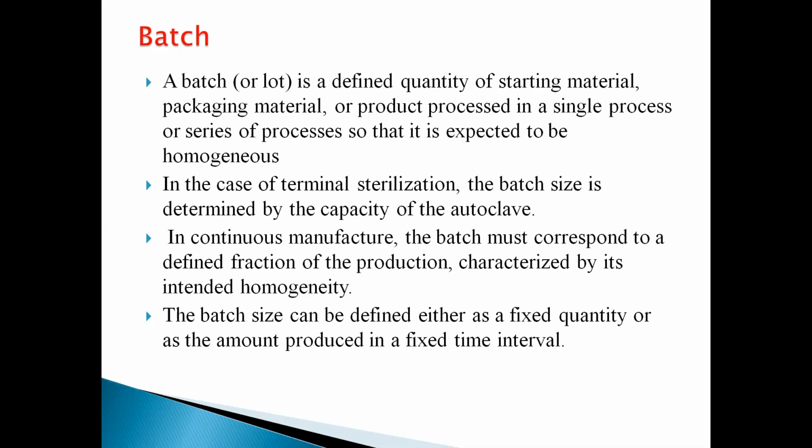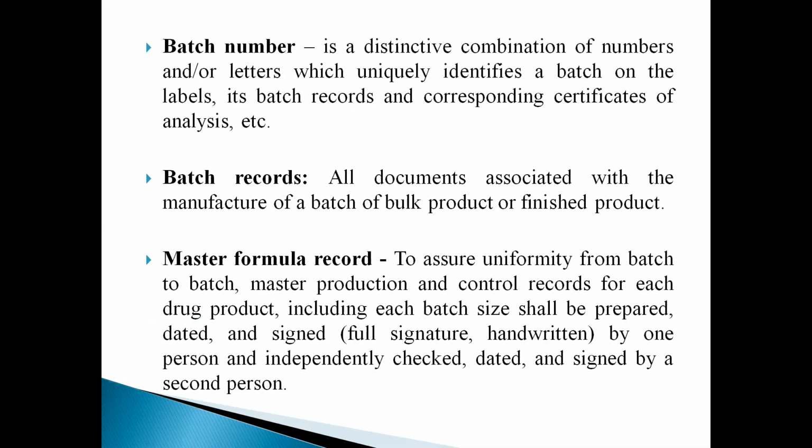And in continuous manufacture, the batch must correspond to a defined fraction of the production, characterized by its intended homogeneity. A batch size can be defined either as a fixed quantity or as the amount which is produced in a fixed time interval. Then that is called a batch. Then quite related to that, the batch number. So what is a batch number? It is a distinctive combination of numbers or letters which uniquely identifies a batch on the labels, its batch records, and corresponding certificates of analysis.